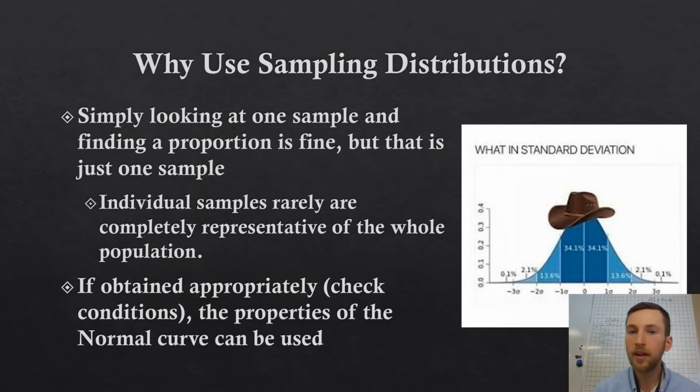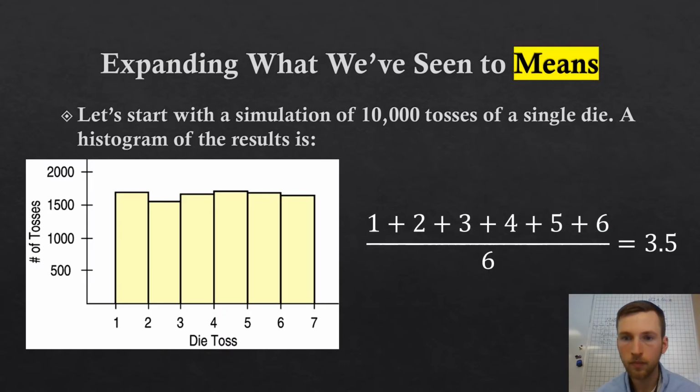So you might be wondering, why in the world do we go through all this work of figuring out sampling distributions? Simply looking at one sample and finding that proportion is fine, but it is just one sample, okay? So you might get a sample with very few people that exercise or a ton of people. It may not be representative of the entire population, okay? And if obtained appropriately, the properties of the normal curve can be used in a sampling distribution. So again, we want to use that curve anytime that we can.